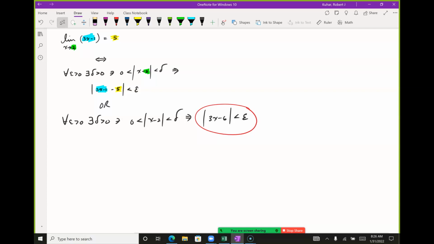So I want to say, let epsilon be bigger than 0. Pick me that bullseye, the dartboard or the target, and pick delta equal to epsilon over 3. You can see where I'm getting that 3 from. Look in that red circle. If I factor out a 3, what's left in the absolute value?